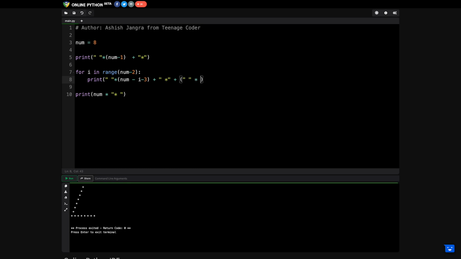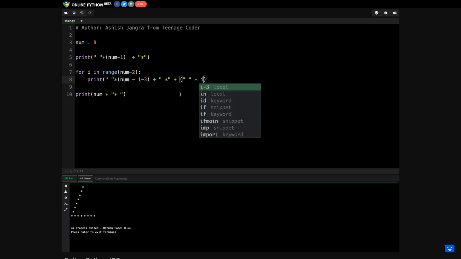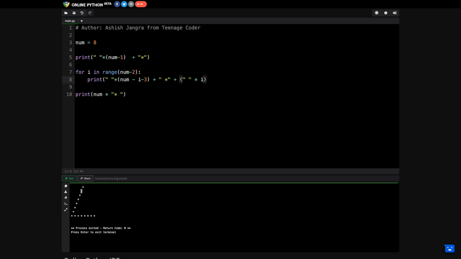And how many spaces am I adding? Let's suppose I'm adding i spaces. Clear? And the spaces will be added after this star. I'm talking about after this star. I'm adding i spaces and after that I am printing a star, let's suppose. So let's see how my output looks. This is how my output looks because I'm adding just i number of spaces. Means here I'm adding 0 spaces, then 1, then 2, then 3 spaces, 4 spaces, and so on. Now how many spaces do I need to add?